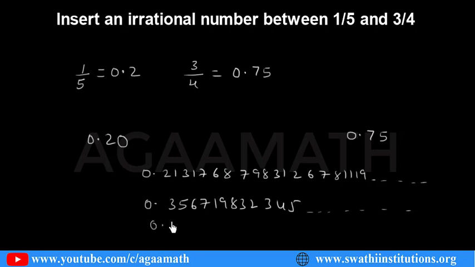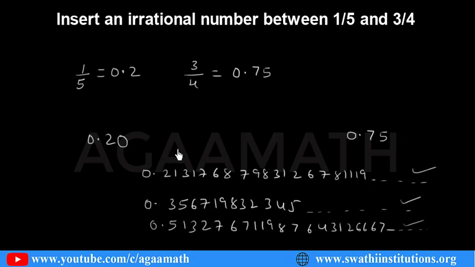If I would like to take something like 0.5 followed by a non-terminating 1, 2, 1, 3, 2, 7, 6, 7, 1, 1, 9, 8, 7, 6, 4, 3, 1, 2, 6, 6, 6 and so on, it is non-terminating and non-repeating. Like this we can give multiple answers. So to insert an irrational number between 1 by 5 and 3 by 4, you can answer any like this. And let us see one more.